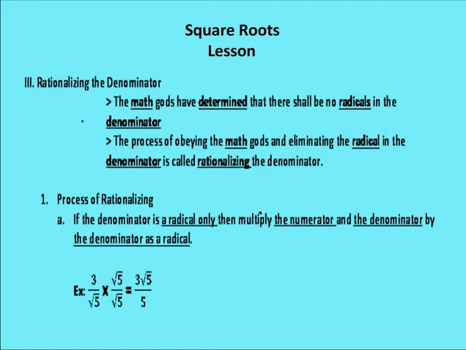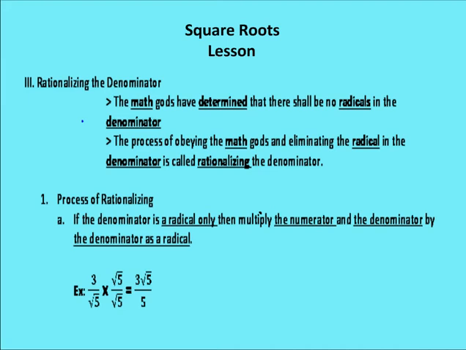And really, it is really the math way of writing things that has dictated why there should not be any radicals in the denominator. So that's the process that we're going to follow. Now, how do you rationalize the denominator? In this case, how do you remove the radical from the denominator? Well, there are really two cases.